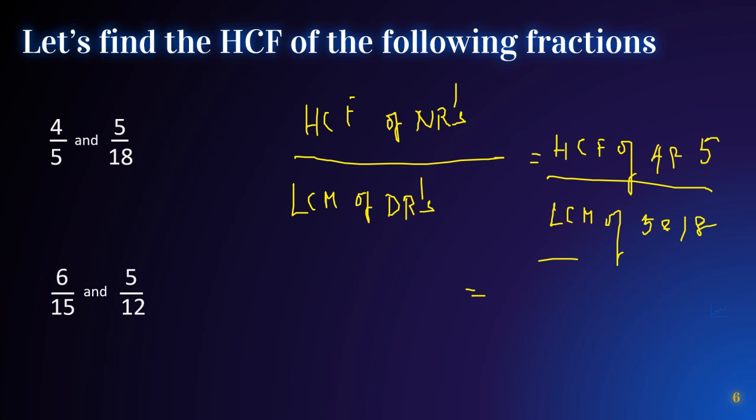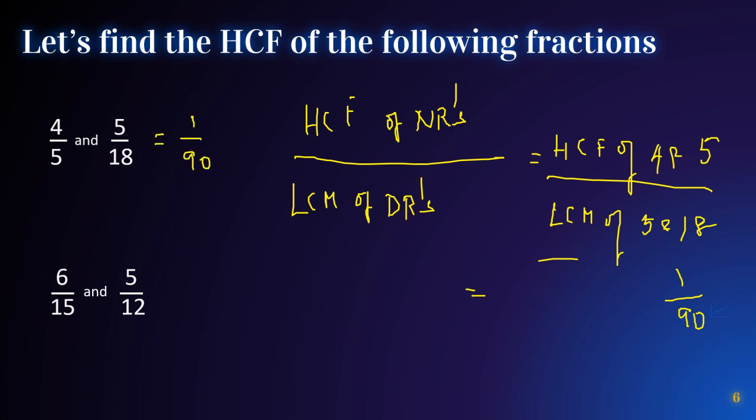HCF of 4 and 5, of course they are co-prime, so HCF of 4 and 5 is just 1. So I'll directly take this as 1 divided by LCM of 5 and 18. 5 and 18 don't have a common factor between them, so they are again co-primes. So LCM is nothing else but the product of them. 5 into 18 gives us 90. So the HCF of 4 by 5 and 5 by 18 is 1 by 90.